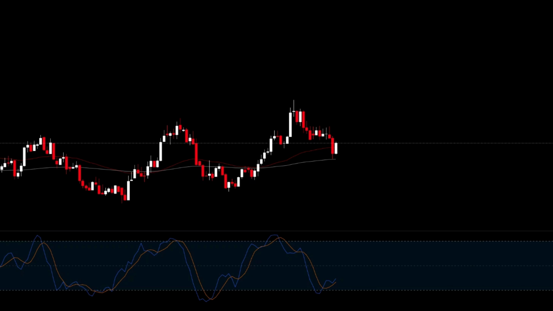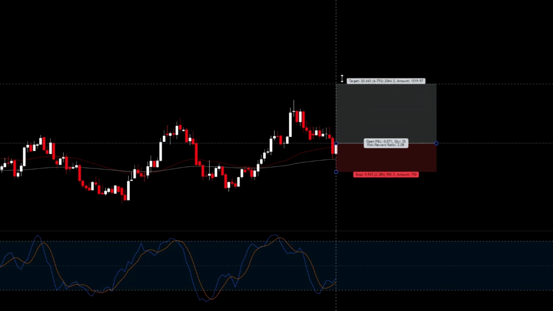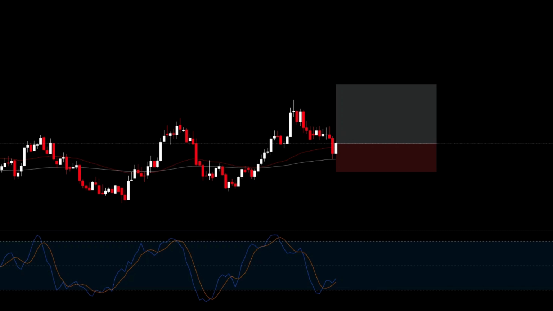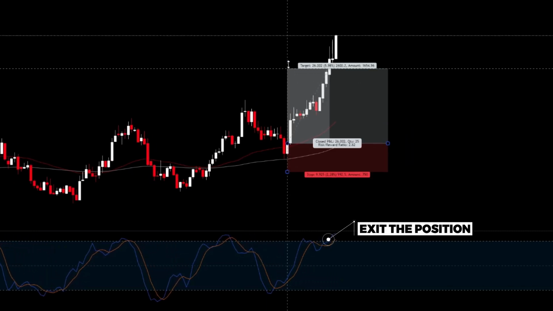The price is in the oversold zone and has risen above the 30 level. The blue line has crossed above the orange line. In these conditions, I open a long position. I place the stop loss below the support level and set the take profit with a risk-reward ratio of 1:2. Let's see the result. You can use the stochastic oscillator indicator to exit the trade. When the price reaches the overbought zone, you can exit the position.